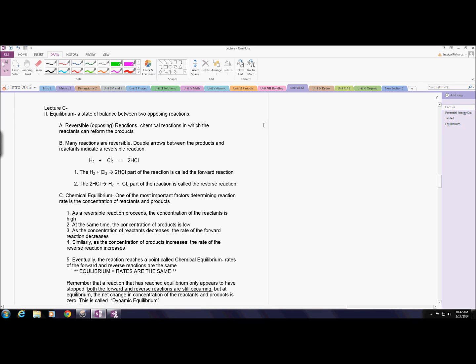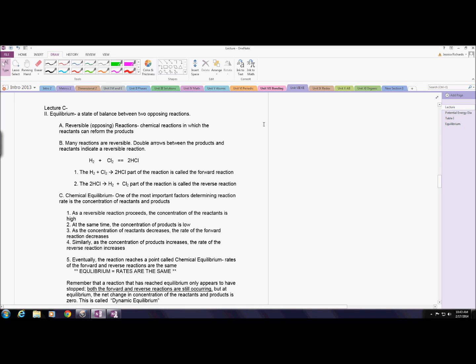So equilibrium, the fancy way of saying it, is a state of balance between two opposing reactions. I like to say it as the rate of the forward reaction is equal to the rate of the reverse reaction. Rate of the forward equals the rate of the reverse. And it's very important that you think of it as the rate and not the amount. The reactions haven't stopped. That's our first step.